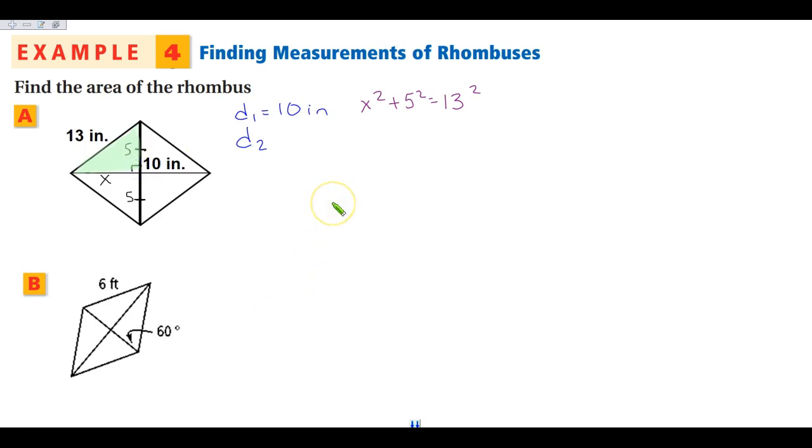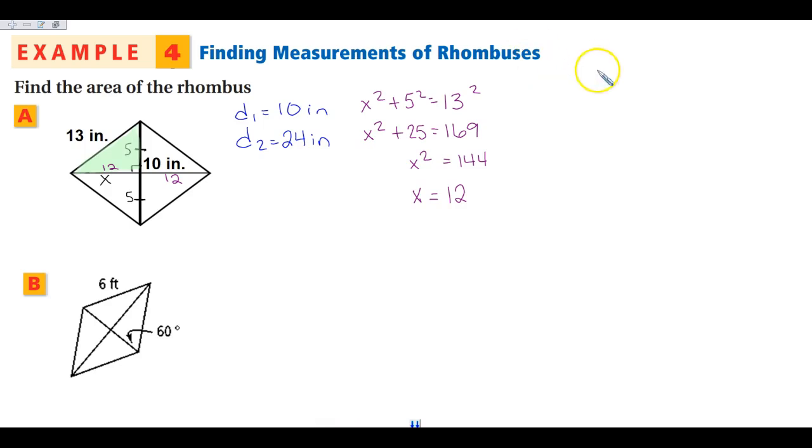Okay, so I'm using that triangle to do the Pythagorean theorem. So now I'm going to have x squared plus 25 is equal to 169. I'm going to subtract 25 from both sides, and I'm going to get 144. To get x by itself, we're going to square root both sides, and the square root of 144 is an even 12. So that means that this length is 12, and this length is 12. So my second diagonal has a length of 24 inches.